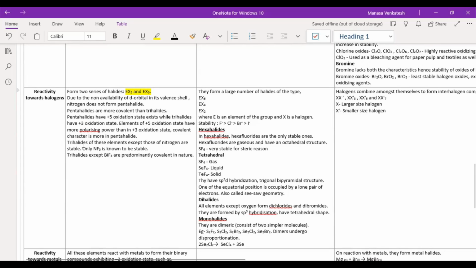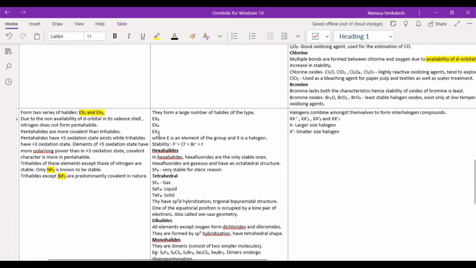So all the elements, trihalides, except for, I am so sorry, excuse me. So trihalides in these elements, except for that of nitrogen, are actually stable. So any other trihalide is stable. But in the case of nitrogen, only NF3 is found to be stable. Now, BiF3 alone is not covalent. The remaining trihalides are all covalent in nature.